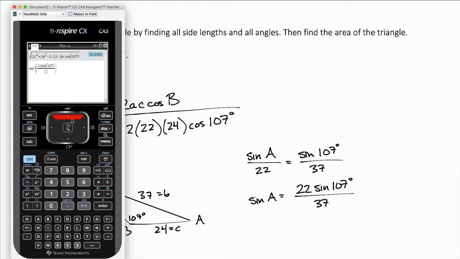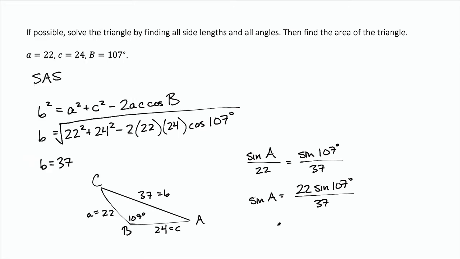let's see if it'll put that in the right spot. Oh, it didn't. That's disappointing. I'm just going to type the whole thing right there, just to make sure that I've got the right thing. So that's 22 squared plus 24 squared minus 2 times 22 times 24 times the cosine of 107. And so that's my angle A, about 34.7.